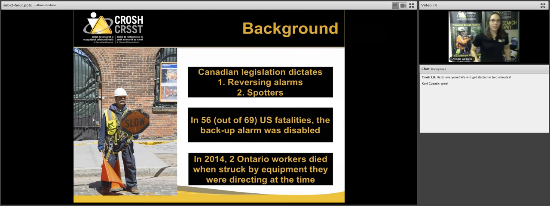Canadian legislation dictates, specifically on construction sites, that first of all, machinery should have reversing alarms, and secondly, they should have spotters when they are operating in reverse. However, in a study looking at U.S. fatalities, in 56 out of 69 cases, the backup alarm was disabled. And if you've spent time on a construction site or other workplaces, you know that constant beeping noise can get very annoying, and so a lot of times those things get turned off just as a result of the annoyance factor.